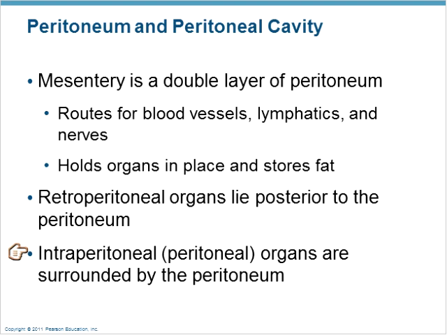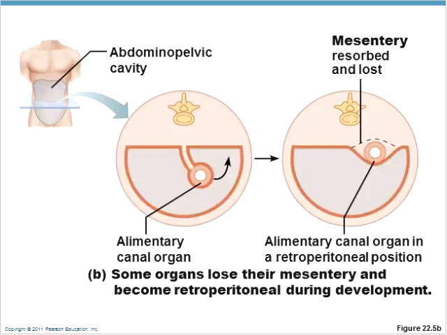We have intraperitoneal or peritoneal organs, which are all surrounded by peritoneum, and those are the ones that are located anteriorly in the abdominopelvic cavity. And so retroperitoneal means behind the peritoneum, and you can see that. Whereas intraperitoneal or peritoneal means that it's actually inside of the peritoneum proper.